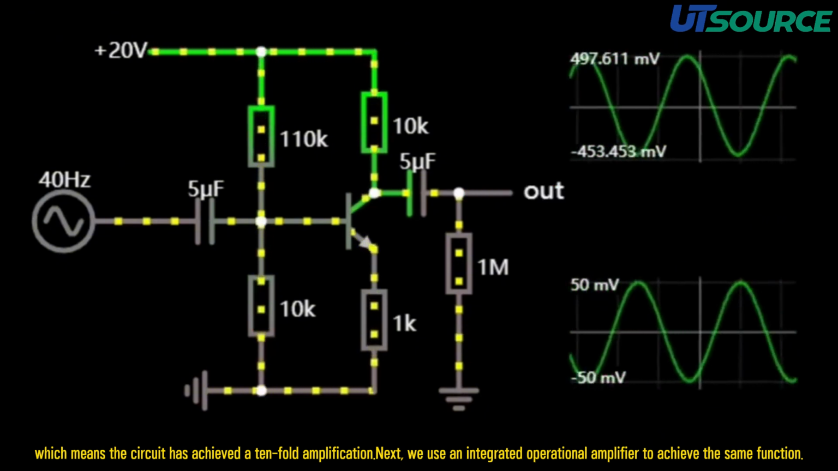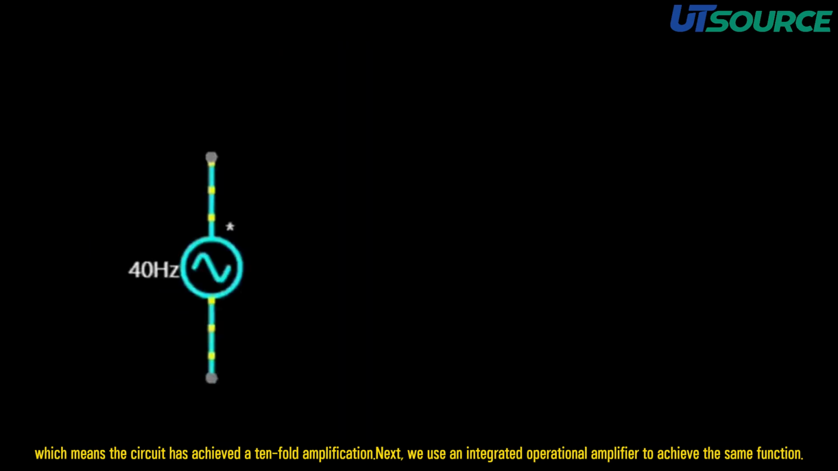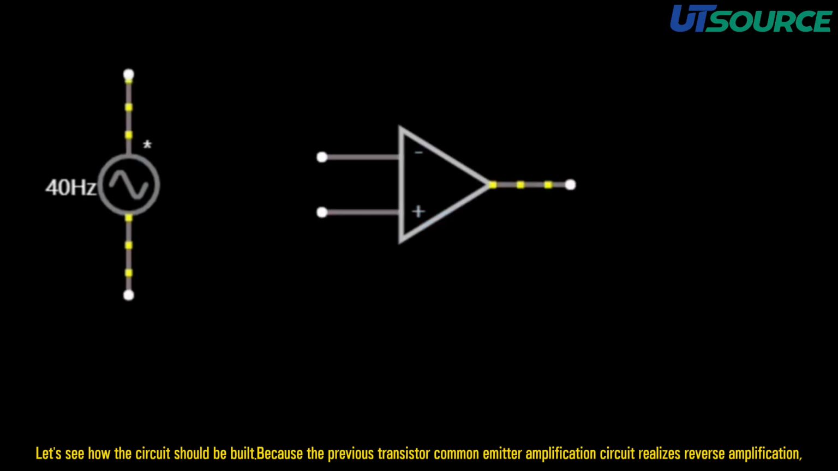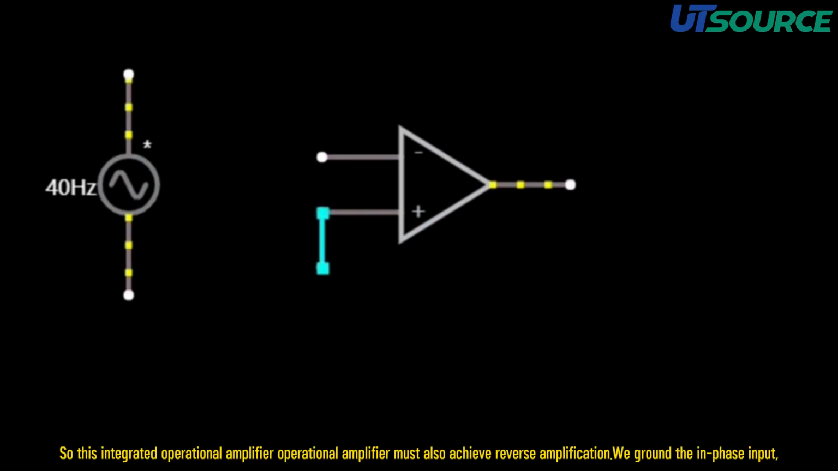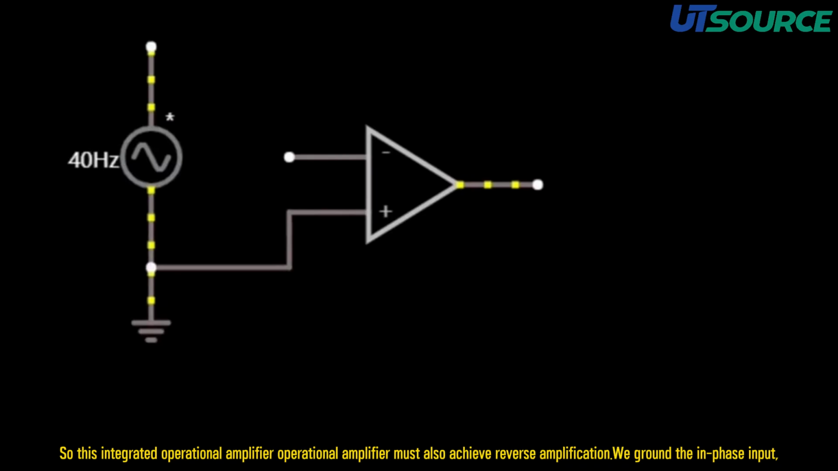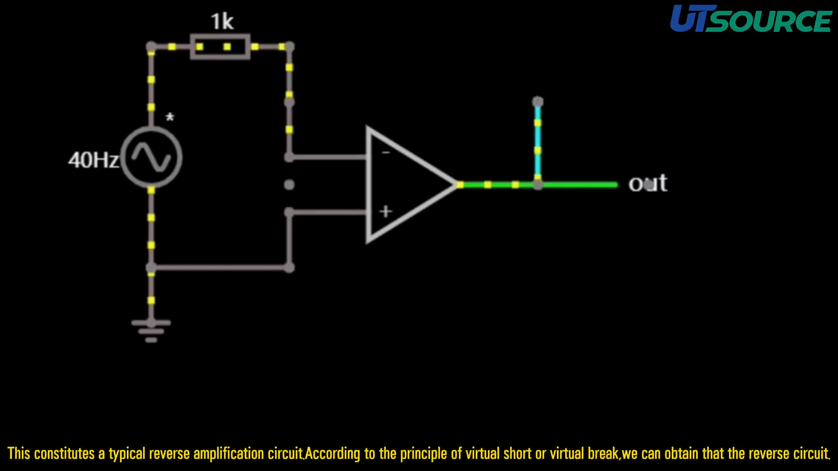Next, we use an integrated operational amplifier to achieve the same function. Let's see how the circuit should be built. Because the previous transistor common emitter amplification circuit realizes reverse amplification, this integrated operational amplifier must also achieve reverse amplification. We ground the in-phase input, connect a 40 Hz AC signal to the reverse input, then between the output and input we connect a feedback resistor. This constitutes a typical reverse amplification circuit.